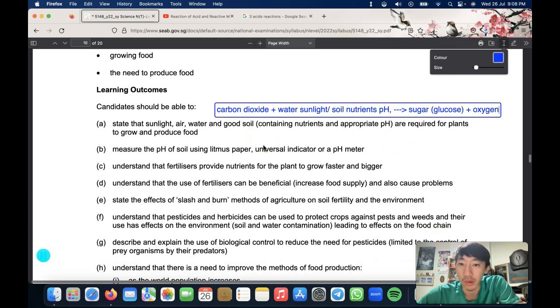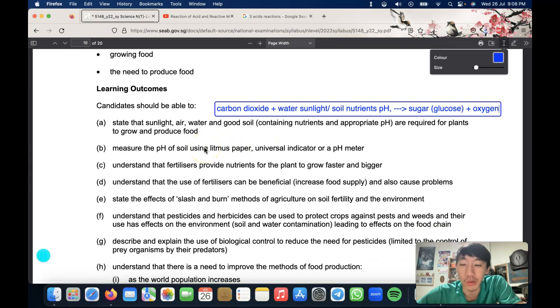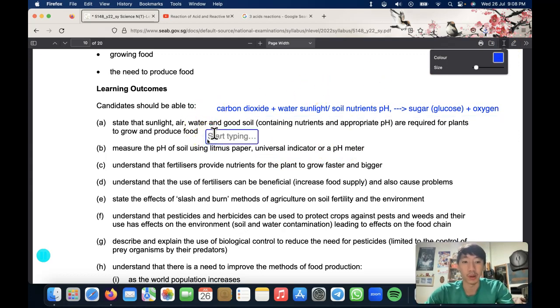Let's say a farmer wants to measure the pH of his soil. He wants to make sure that it's near pH 7, not too acidic, not too alkaline, so he can grow his plants properly. He can use a few different methods: litmus paper, universal indicator, or a pH meter. Let's talk about litmus paper first. We have two types, blue litmus paper and red litmus paper. Both of them can be used to measure the soil.